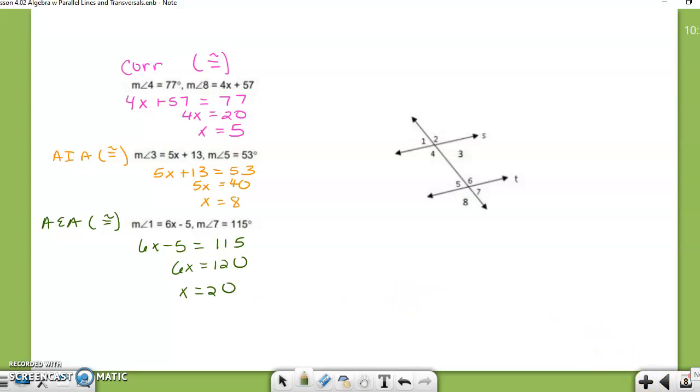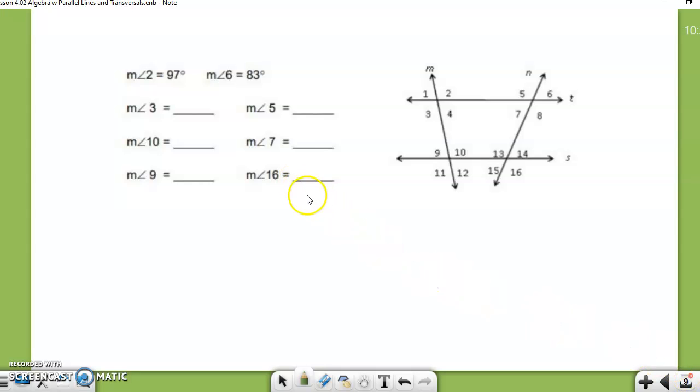Okay. Let's take a look at two more sets of problems. Now these lines are obviously not parallel, but I'm going to say that T is parallel to S. I need to have that before I can solve these. Measure of angle 2 is 97 degrees. Measure of angle 6 is 83 degrees.